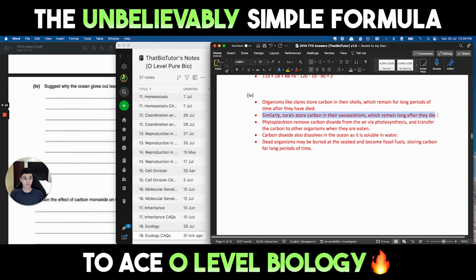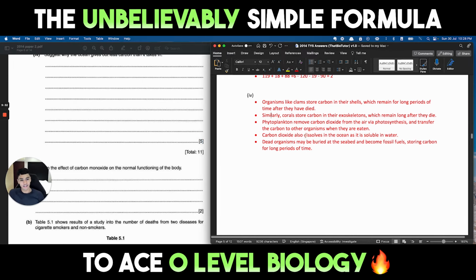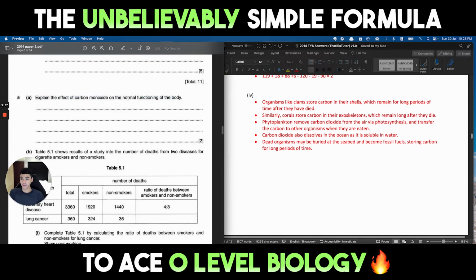I just thought about corals as an extra elaboration to this one. Then I got a second point out of it, and therefore now I have a total of 5 points, 5 marks. So this is what I mean by step 1, copy over. Step 2, you need to modify, sort, and package it to suit the question, which is not that hard as you can see.